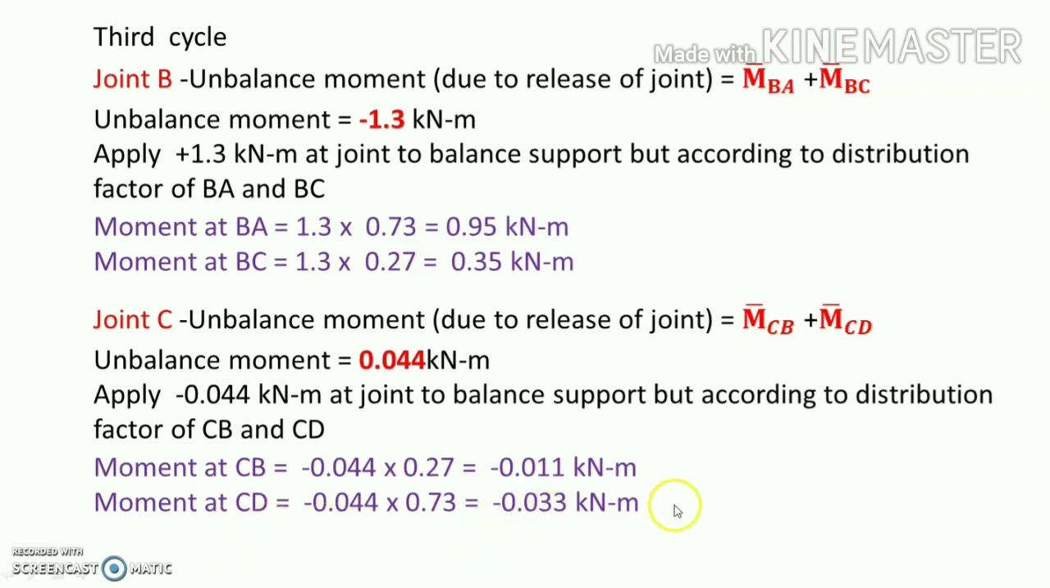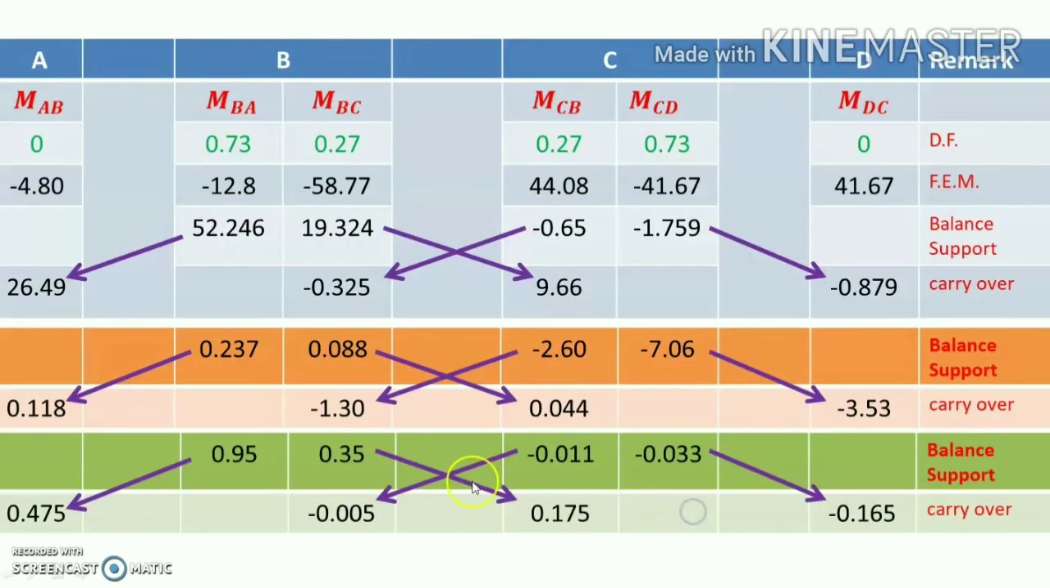Again we have to carry over because this value is quite large. So again carry over to B, C, D and A because all the ends are fixed. So again both the supports become unbalanced. So again we have to balance the support. So we have to do the next cycle, that is the fourth cycle.